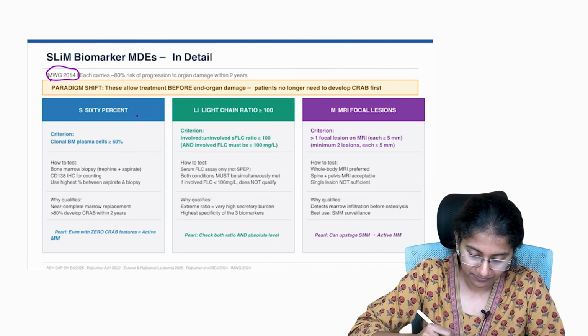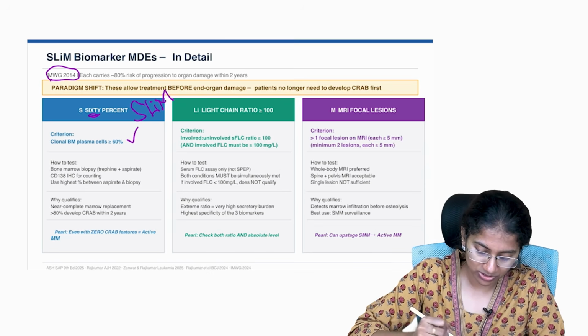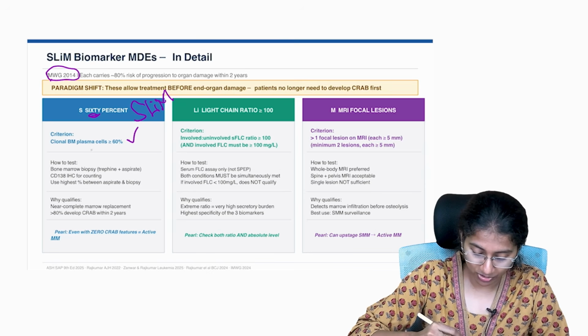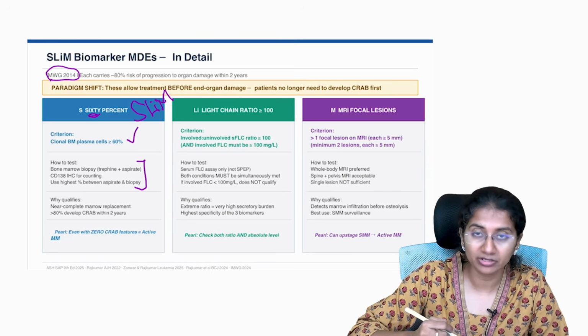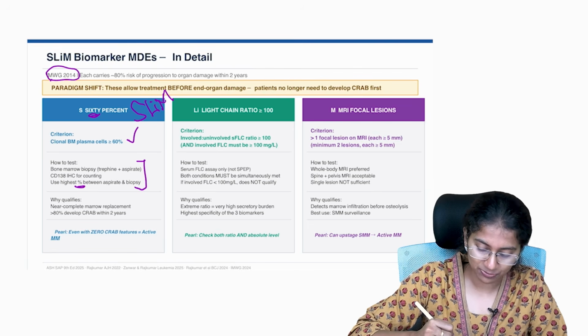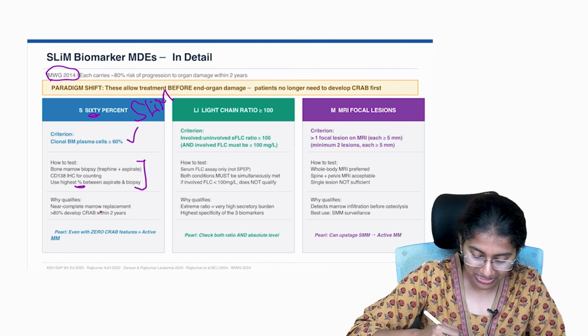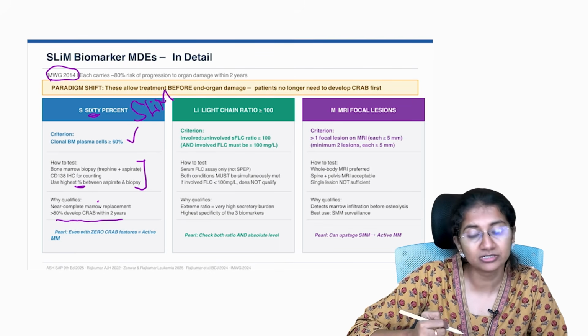So what is it? One is 60. So SLiM, S-L-i-M. S is 60%. The criterion is clonal bone marrow plasma cells more than 60%. How to test? You have to do a bone marrow aspiration and biopsy, with CD138 IHC staining. Use the highest percentage between the aspirate and biopsy. Usually we go by the aspirate count. What qualifies is near complete marrow replacement, or more than 80%, which developed myeloma within 2 years.